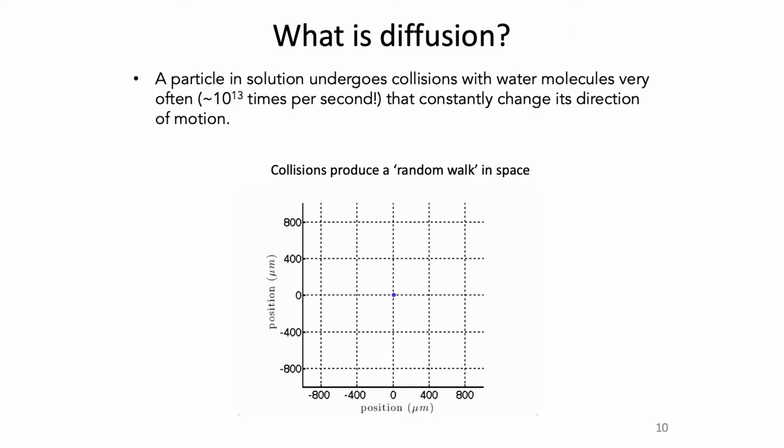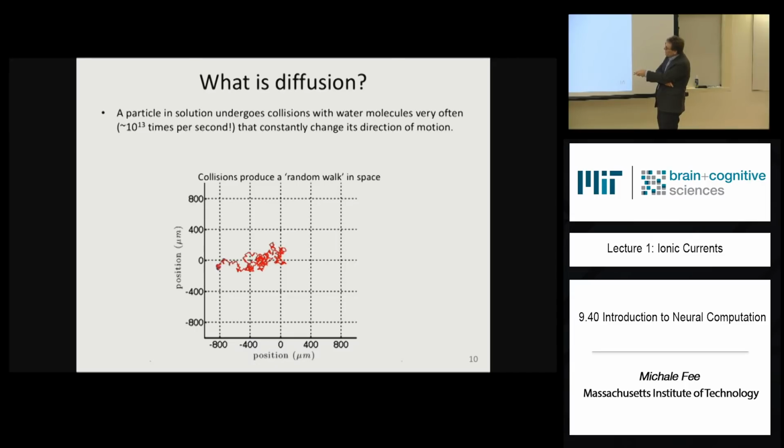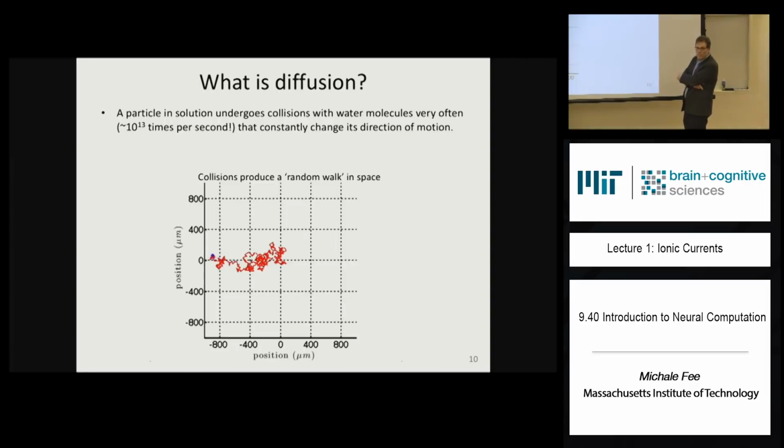So what does that look like? Daniel made a little video that shows it sort of to scale. This is position in microns, and time is in real time. So this video shows in real time what the motion of a particle might look like. At each point, it's moving, colliding, and moving off in some random direction. Okay?